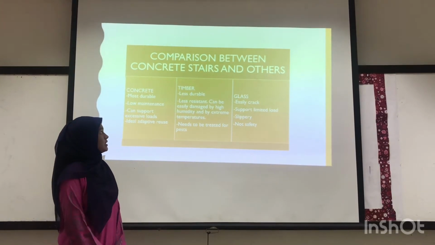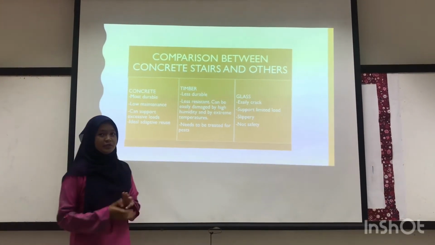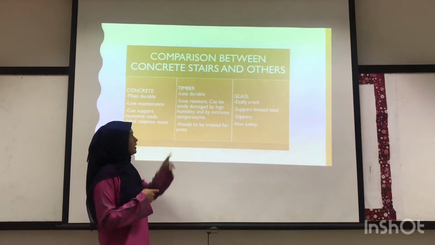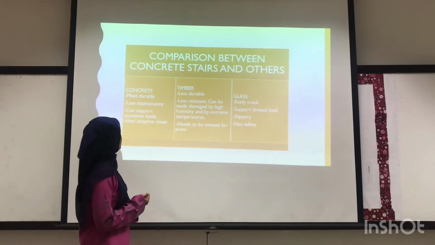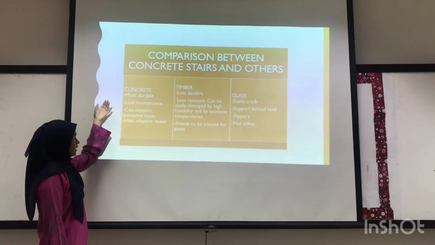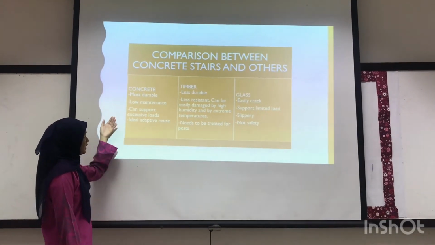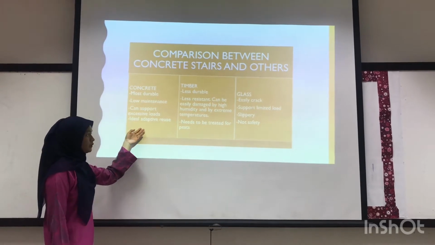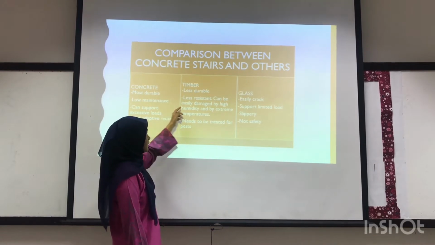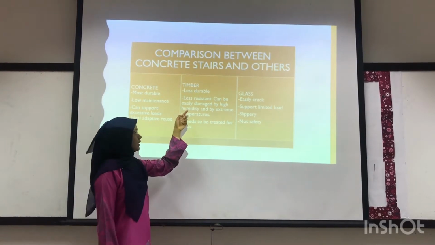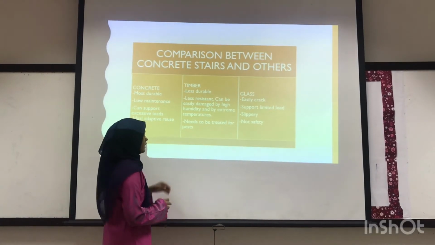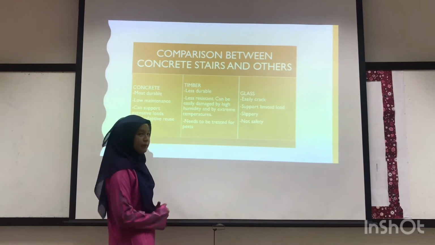Comparison between concrete stairs and others. We choose two types other than concrete, which are timber and glass. Concrete is the most durable, low maintenance, and can support extra load, with adaptive reuse. Timber is less durable and less resistant because it can be easily damaged by high humidity and extreme temperatures, and it needs to be treated for pests.